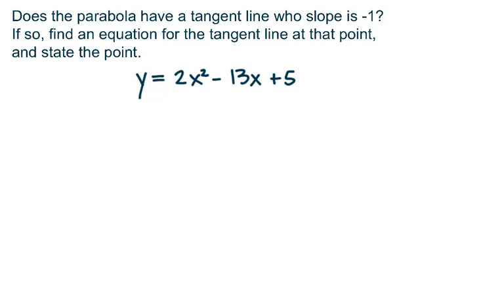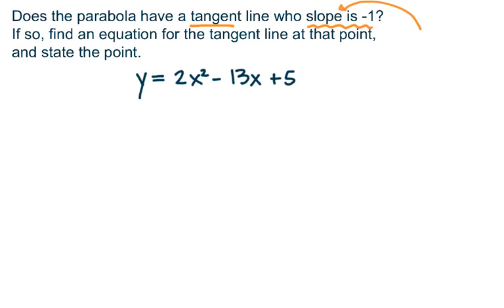Welcome back. In this video, we're going to do an example. The question is, does the parabola have a tangent line whose slope is -1? And if that does occur, we are going to find an equation for the tangent line at that point and state that point, or the ordered pair. All we know is we want the tangent line to have a slope of -1.